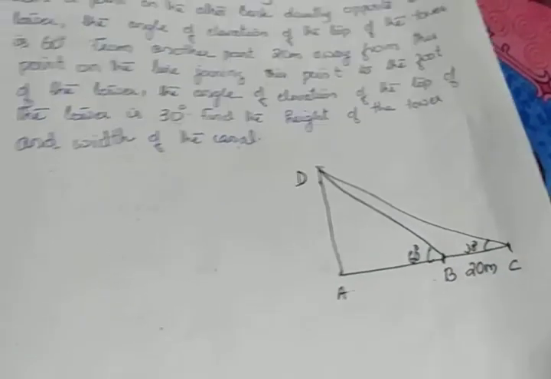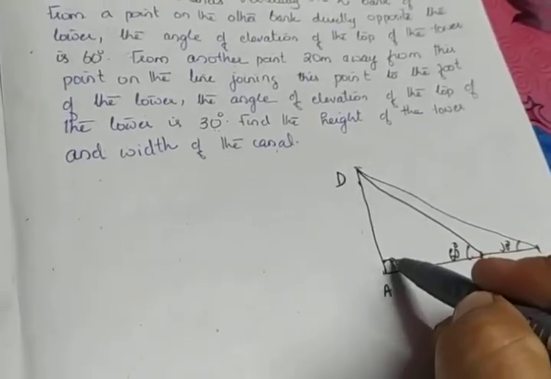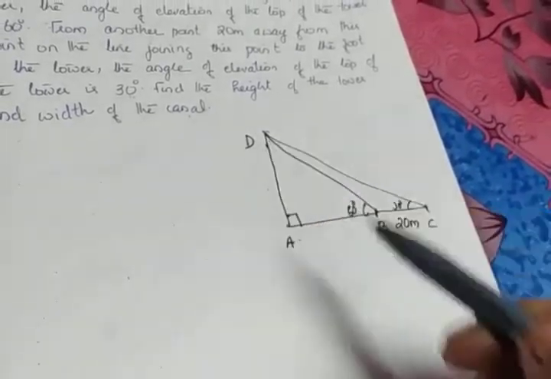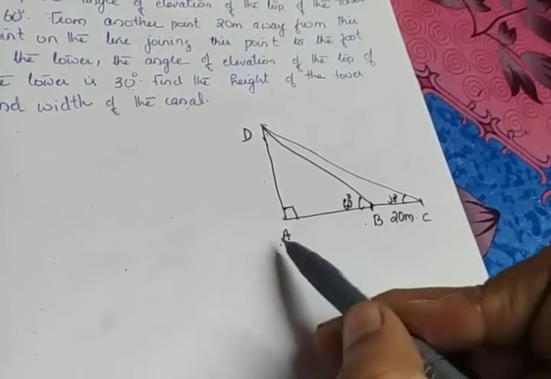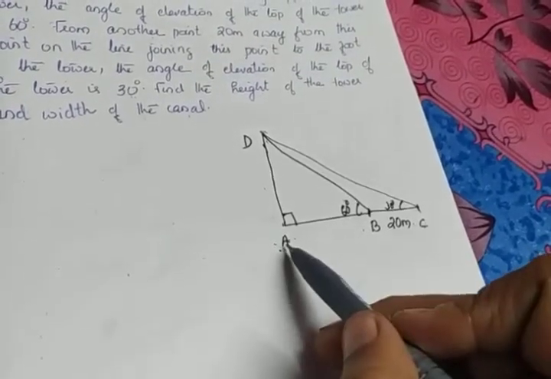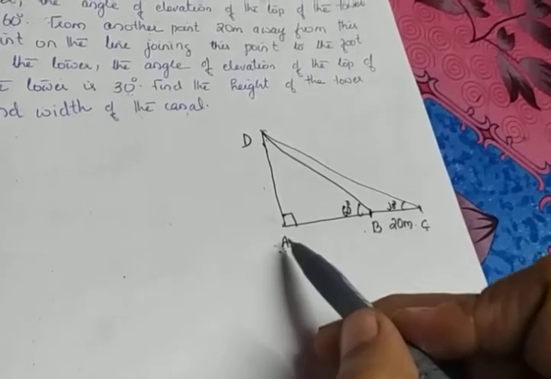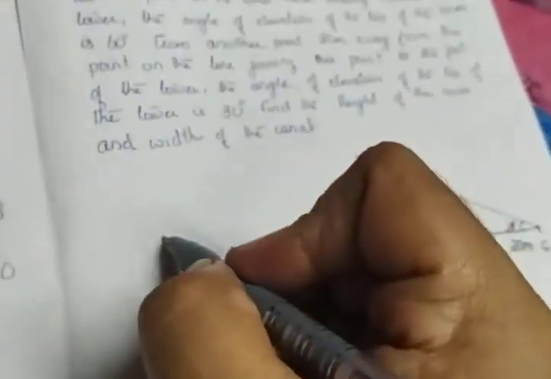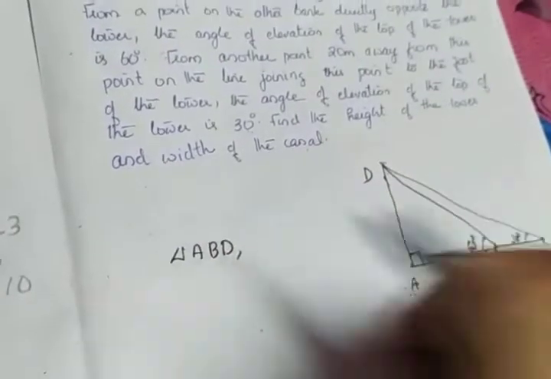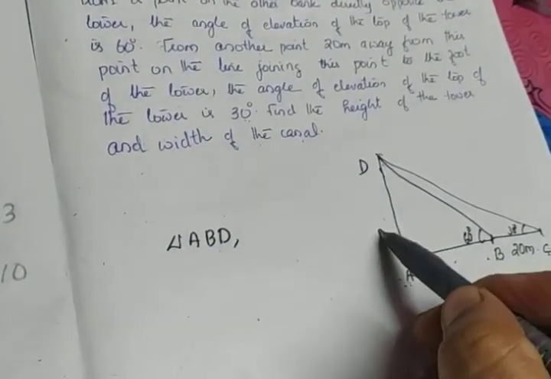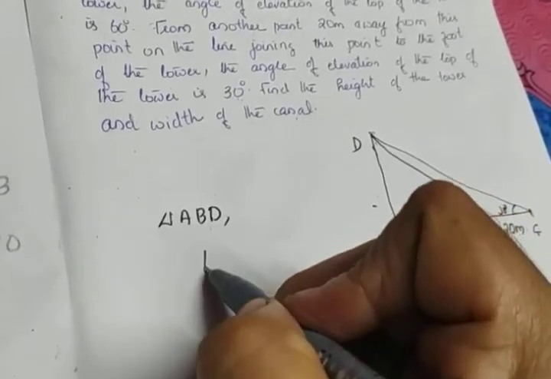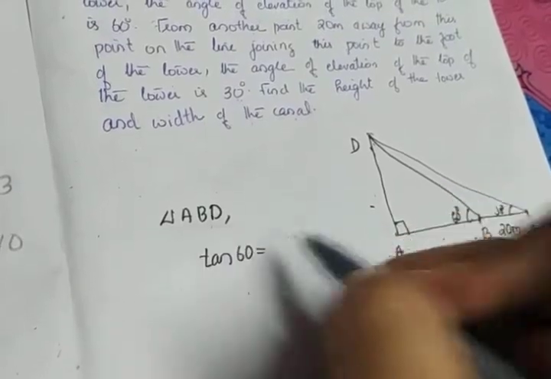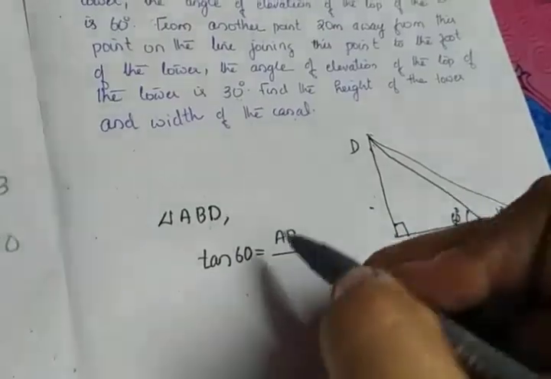So which two right triangles can you see? It's a tower, so it will be 90 degree. Which two right triangles? One is ABD and the second one is ACD. Instead of AC we can divide it and take AB plus BC. Okay, so I am taking the first triangle ABD. So from triangle ABD, which two sides can we connect? This and this. That means the opposite side to angle 60 degree and the adjacent side. Which trigonometric ratio? Tan 60. Tan 60 is equal to AD divided by AB.